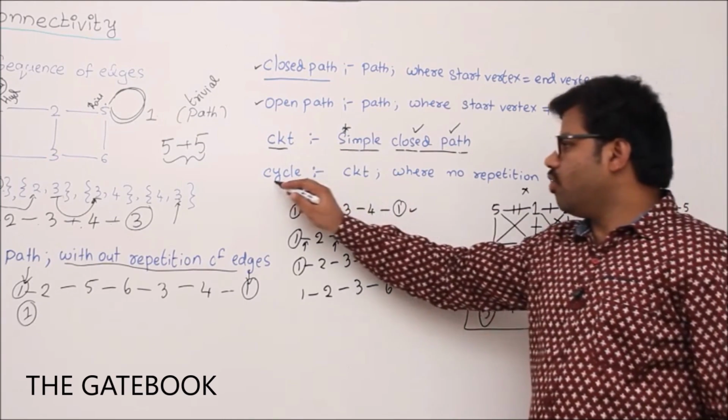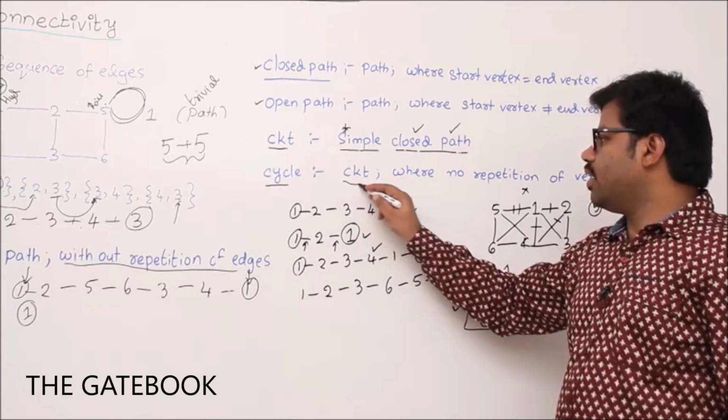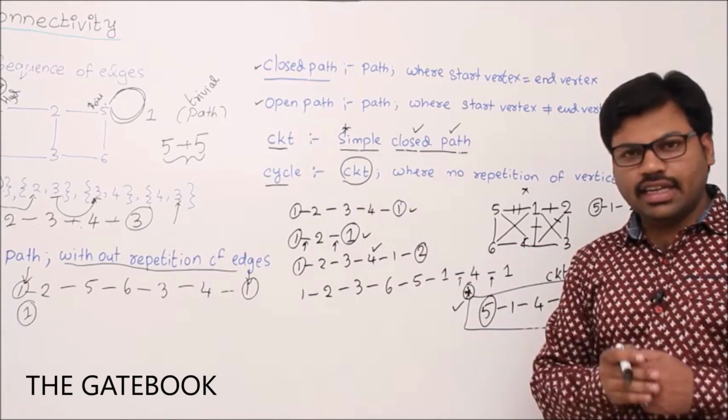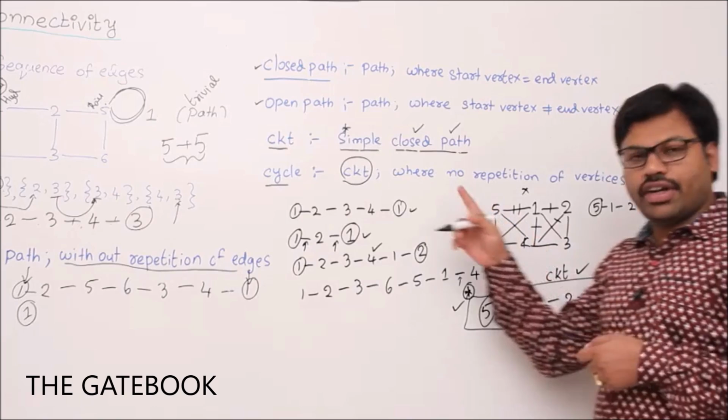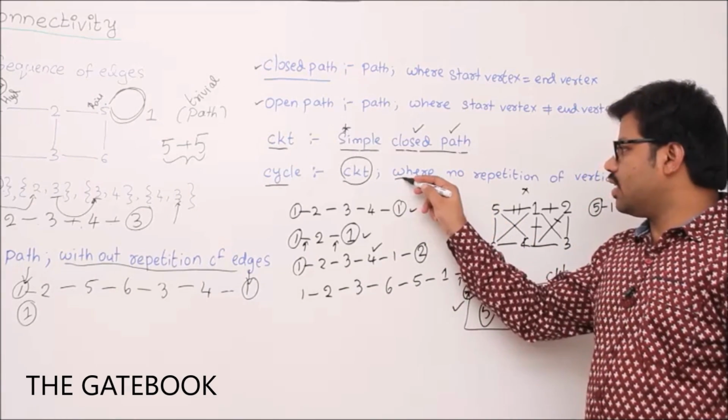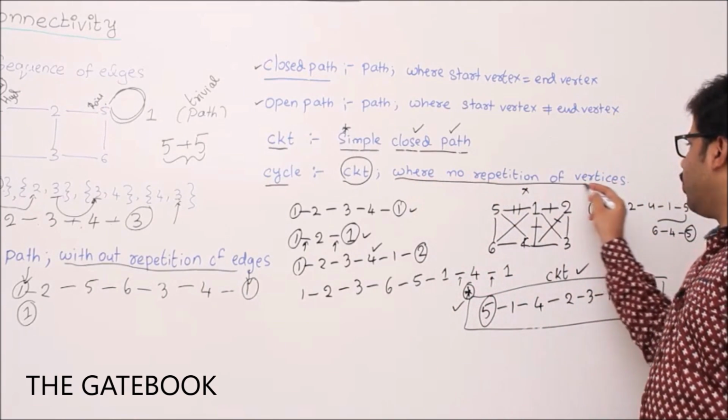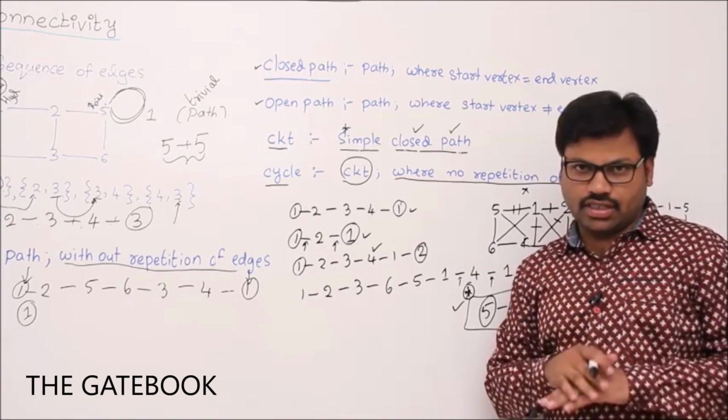We'll see one more thing, which is cycle. So what is cycle? Cycle is a circuit. Okay, you know what is circuit. But extra condition, what is it? Where no repetition of vertices. We should not repeat the vertices.